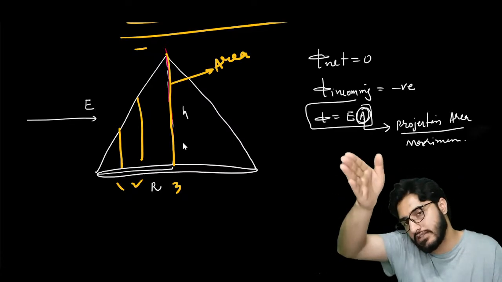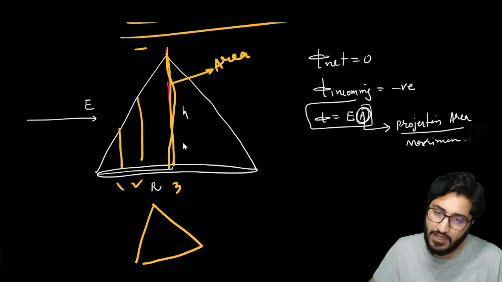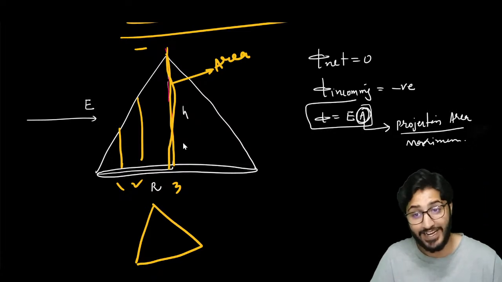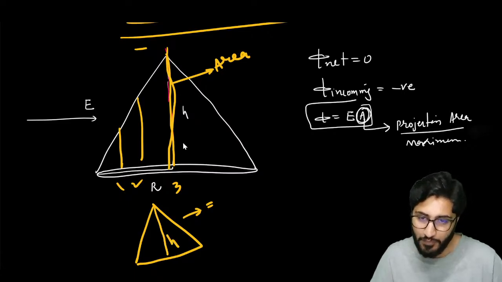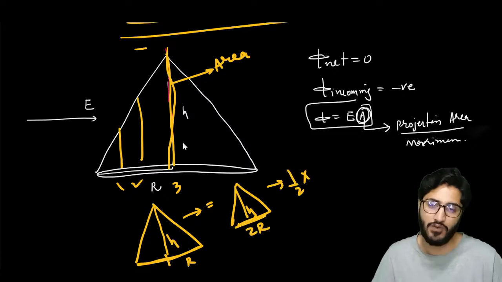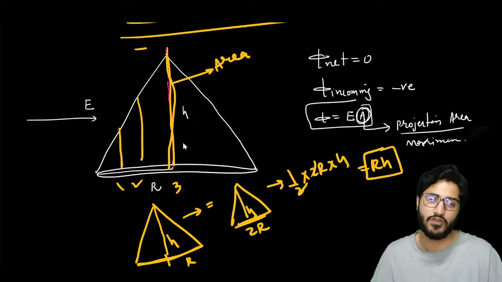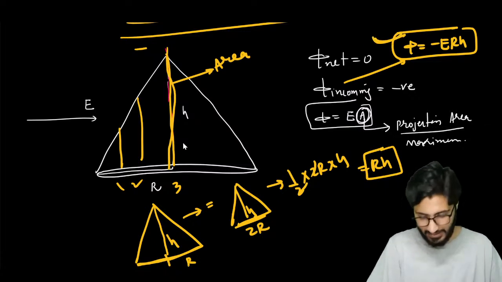If we cut it from this particular end, you will find a triangle like this. So what is the area of this triangle? Look, the height is h, and the radius is r. This is r, so this one is also r. So the triangle has height h and base 2r. The area is 1/2 into base into height. It is rh only. So what is my flux? Flux is minus E r h. Done.